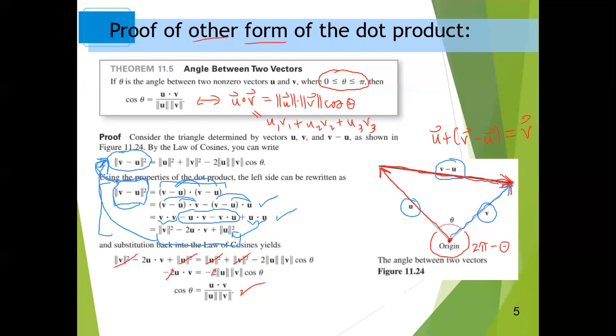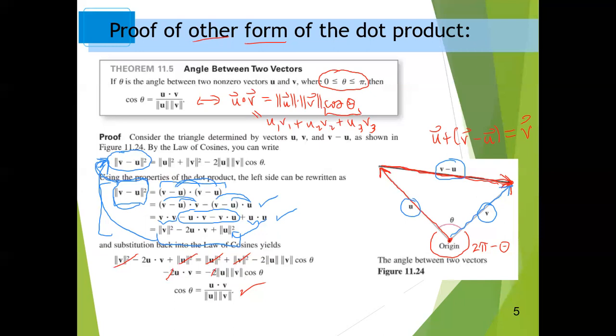0 and 90. What is the sign of cosine for an angle between 0 and 90 degrees? What is the sign of cosine for an angle between 0 and 90? Positive. Therefore, the dot product, because lengths are always positive, will be positive if the angle between the vectors is between 0 and 90 degrees. Yes? Which is exactly what we expected.